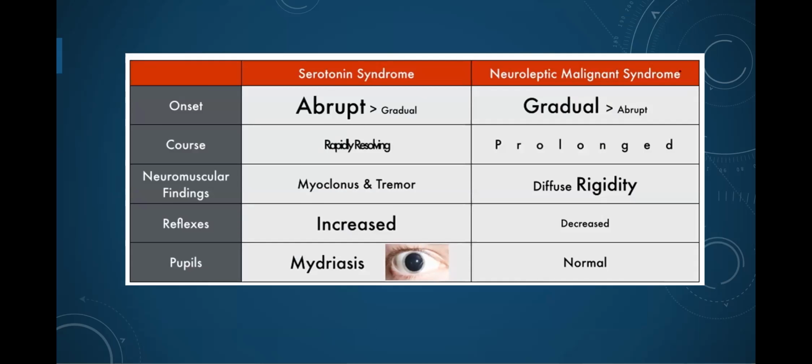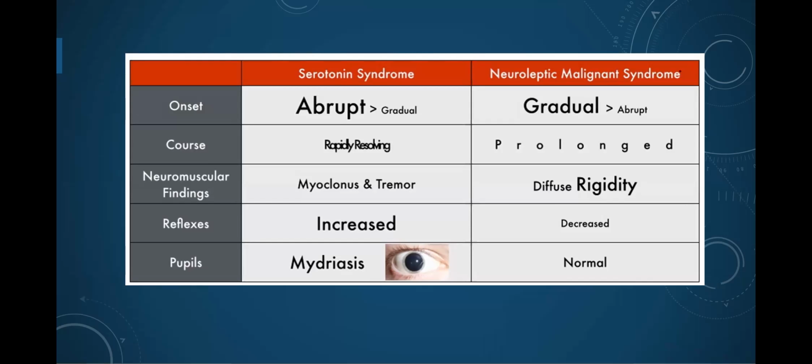Now, this is a chart that can help you solve many exam questions: the difference between serotonin syndrome and neuroleptic malignant syndrome. Serotonin syndrome, you know what it is, but what is neuroleptic malignant syndrome? This is a condition in which a patient is on an antipsychotic medication and develops neurological manifestations, which are mainly muscle rigidity, hyperthermia, increased body temperature, and decreased or absent reflexes. That is mainly neuroleptic malignant syndrome.